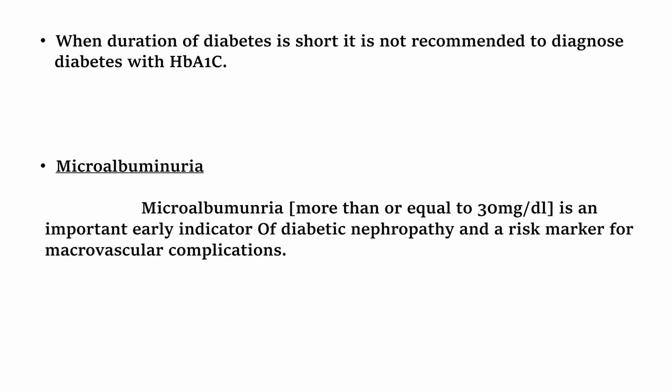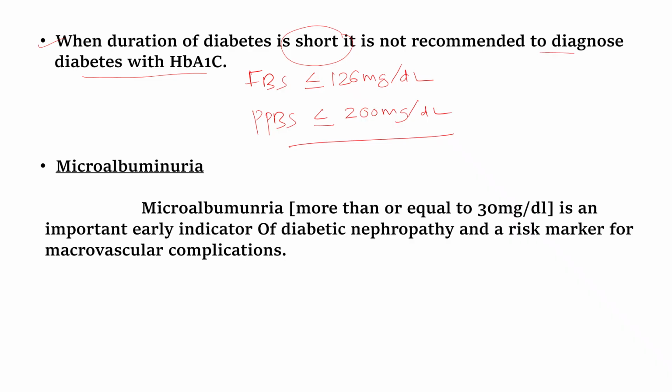The point you have to note here is that when the duration of diabetes is short, it is not recommended to use HbA1c to diagnose diabetes. In those conditions, you have to go for the traditional method, that is FBS and PPBS. So the FBS should be less than or equal to 126 milligram per deciliter, and the PPBS should be less than or equal to 200 milligram per deciliter. More than that, we can say it's diabetes mellitus.